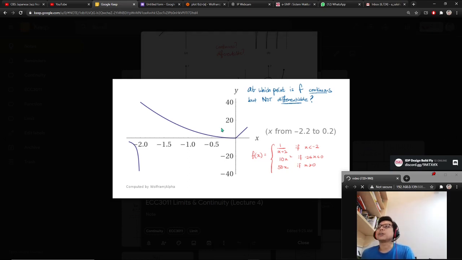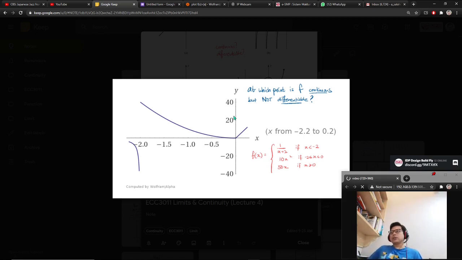Alright, so now this is an example of an exam question. Usually it's probably just one of the multiple choice questions. You're given a piecewise function: 1 over x plus 2 if x is less than -2, equal to 10x squared when x is between -2 and so on, and 50x whenever x is more than 0 here. Please tell me at which point is f continuous but not differentiable.